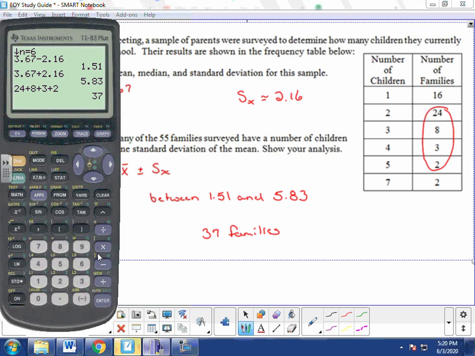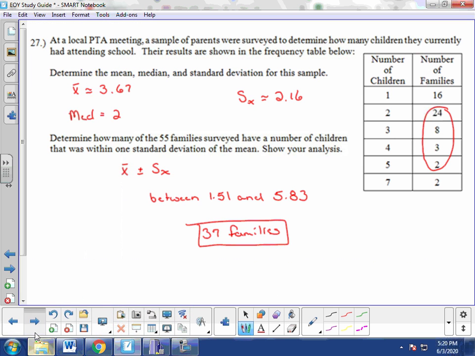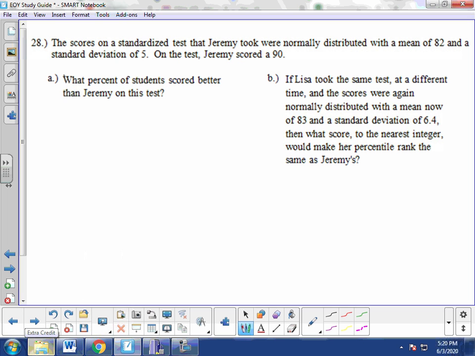Taking a look at problem number 28. Problem 28 says the scores on a standardized test that Jeremy took were normally distributed with a mean of 82 and a standard deviation of 5. On the test, Jeremy scored a 90. What percent of students scored better than Jeremy did on this test?